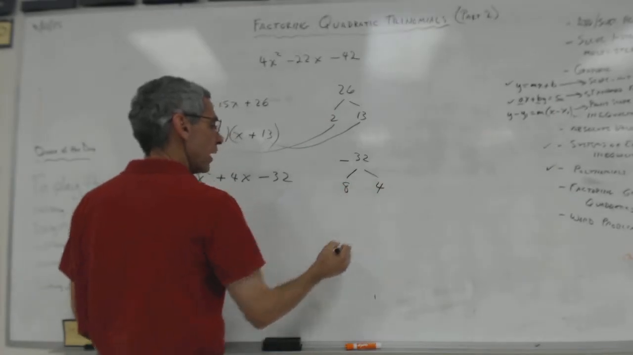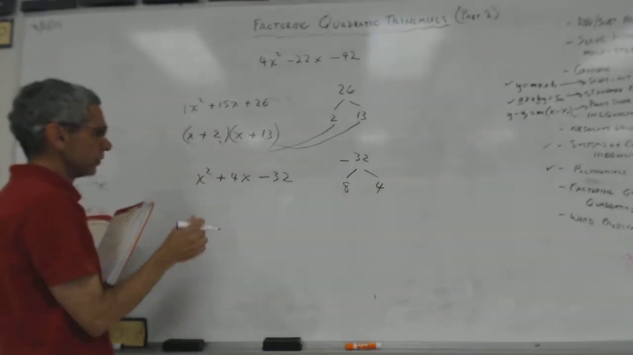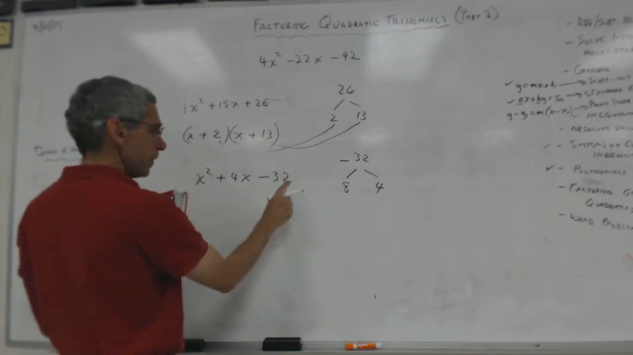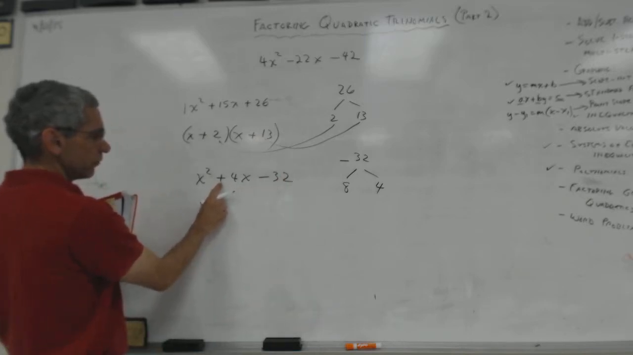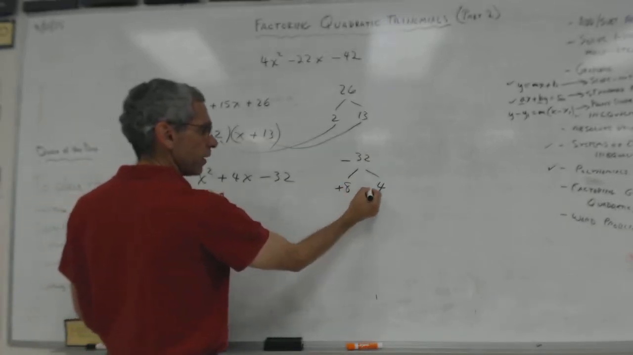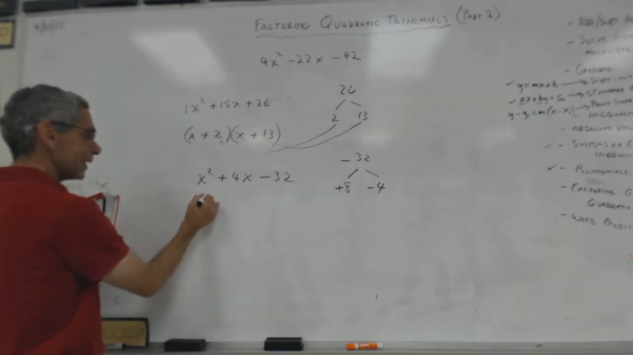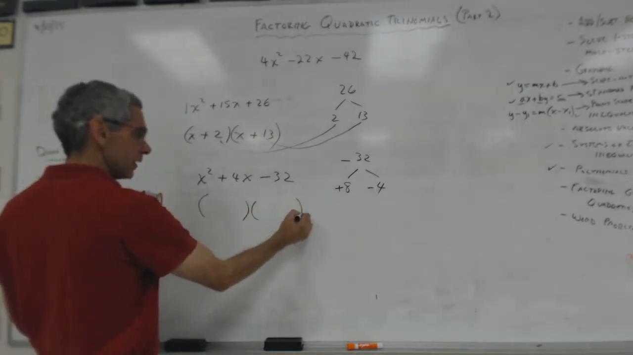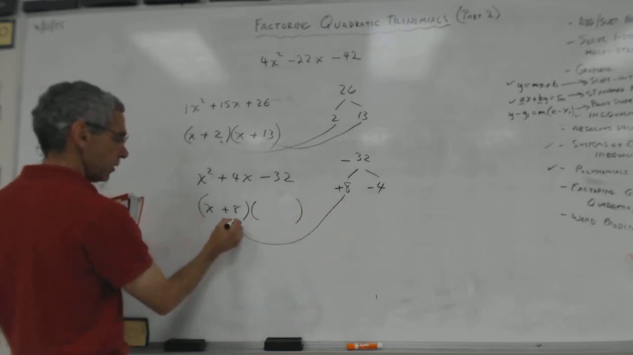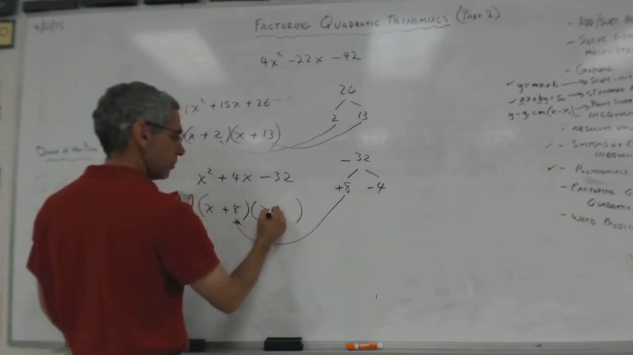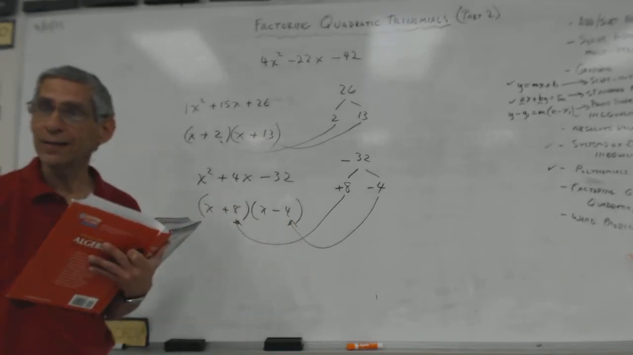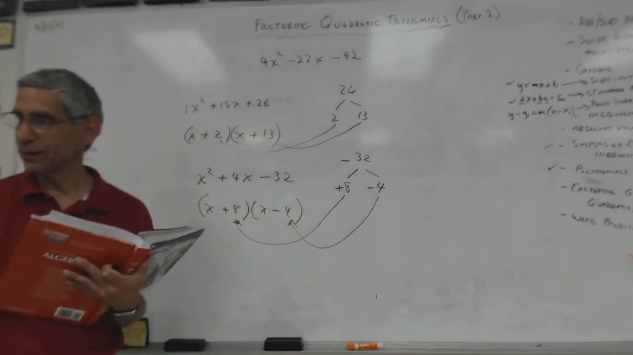Now, how do I know which one has to be positive? If this middle thing is positive, you have to have the bigger number positive. So the 8 has to be positive, and the 4 is going to be negative. So immediately I go x plus 8, that's that one, and then x minus 4. Piece of cake, easy peasy.